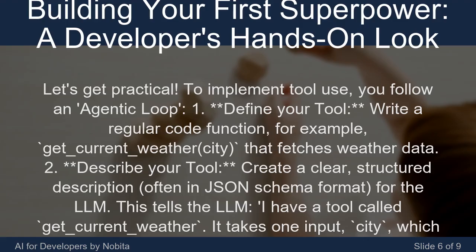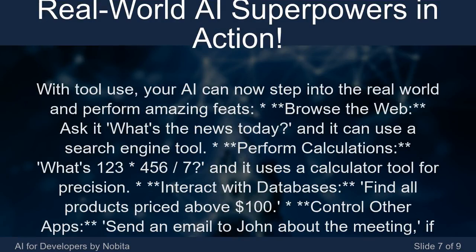3. Integrate. When you send your user's query to the LLM, you also send it the list of tools and their descriptions. The LLM then decides if it needs a tool. If it does, it will respond not with an answer, but with a tool call. E.g., get_weather(city="Tokyo"). Your code then executes this function, gets the result, and sends it back to the LLM, which then generates the final human-readable answer.